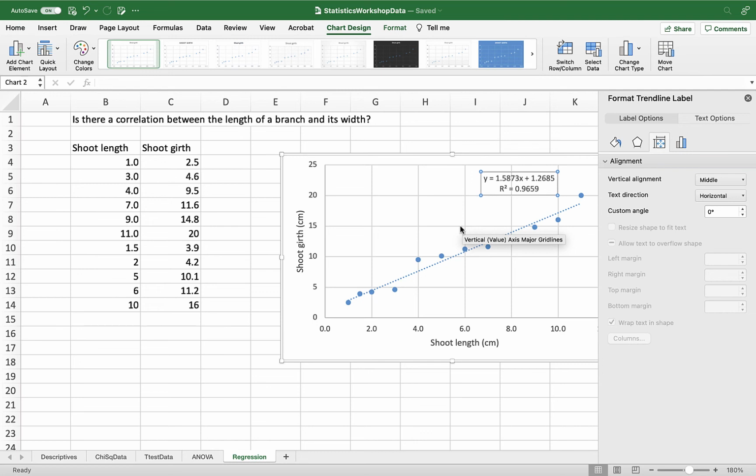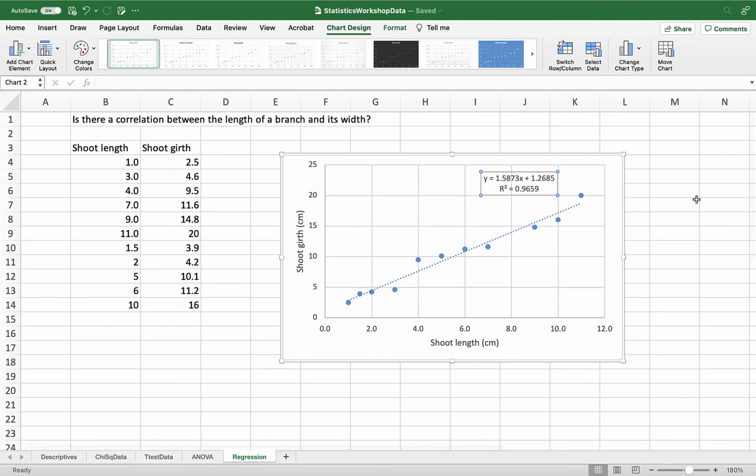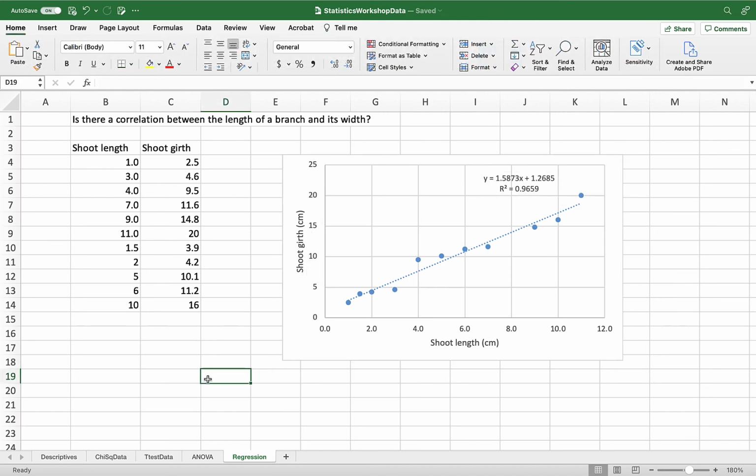The equation here is going to tell you that now I have an equation for that relationship. So if I go out and measure the shoot length of any shoot on any tree, if the same pattern holds, then I should be able to predict what the girth is based on this equation. So I would just take whatever length I measure and insert it here into the x, and that will give me my y value, which is my shoot girth. So when you're looking for correlations between two different variables, this is the type of graph that you would do.